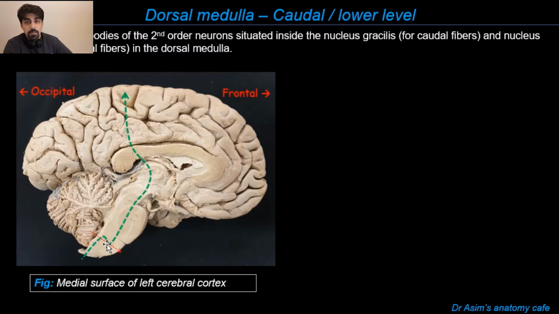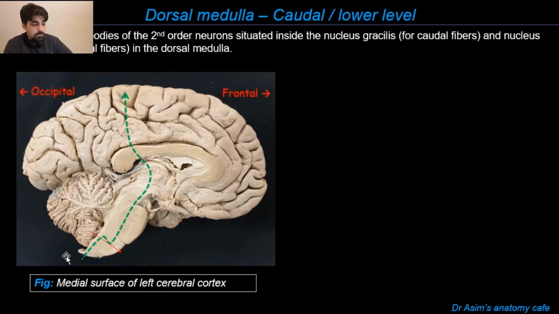Now, the ascending first order neurons then synapse with the cell bodies of the second order neurons inside the nucleus gracilis and inside the nucleus cuneatus. So the first order neurons of the dorsal column which are ascending in the fasciculus gracilis synapse with the nucleus gracilis, which is more medially situated, and the first order neurons which are ascending in the fasciculus cuneatus, which is more laterally situated, synapse with the cell bodies inside the nucleus cuneatus.